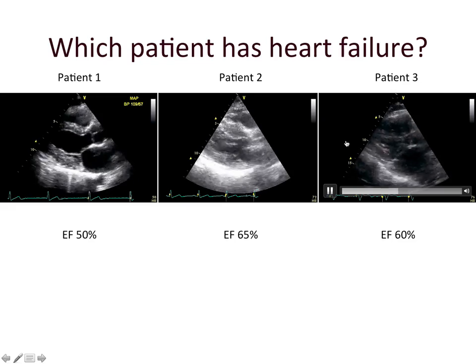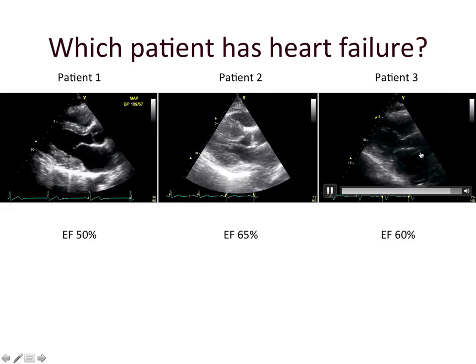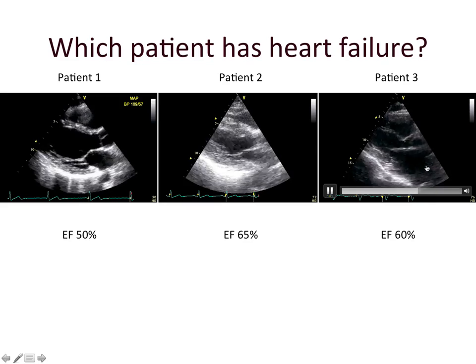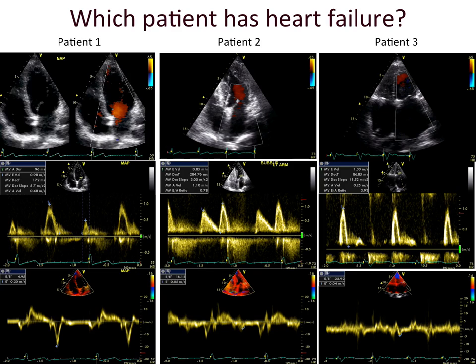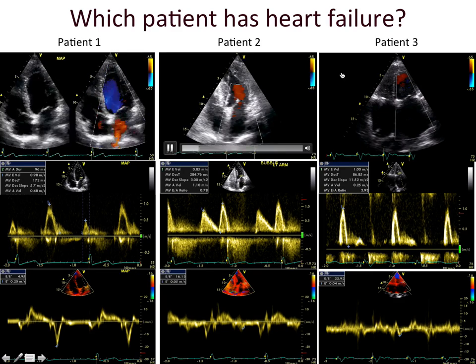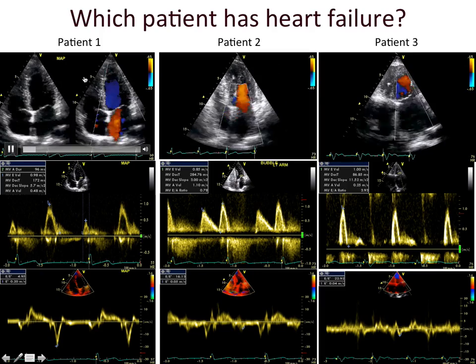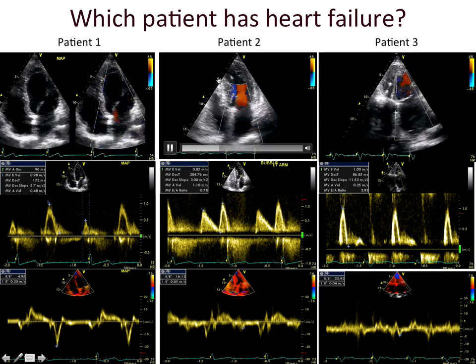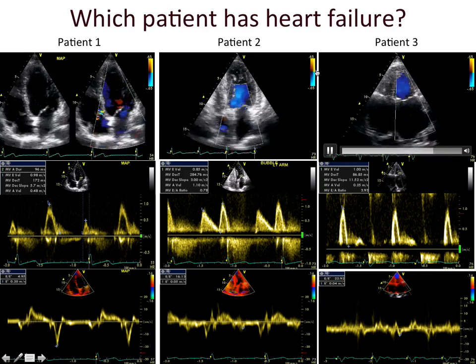This person here has a normal ejection fraction. This left atrium is huge. So let's get more information on these two patients. This is again patient 1, patient 2, and patient 3. Patient 1 is the one that looked pretty normal. Patient 2 is the one with a thick ventricle, and patient 3 is the one with a massive left atrium.